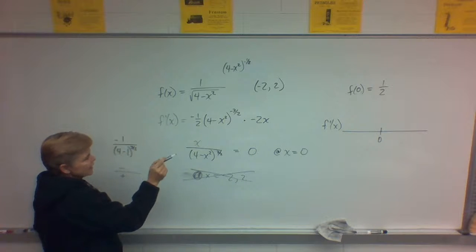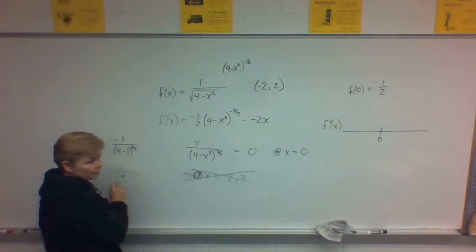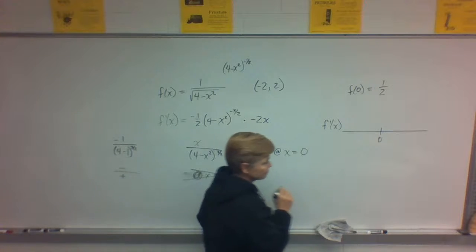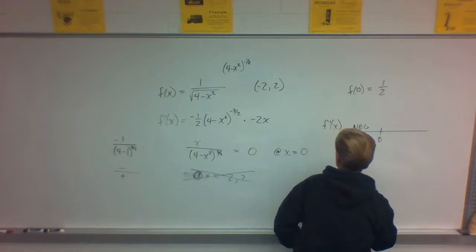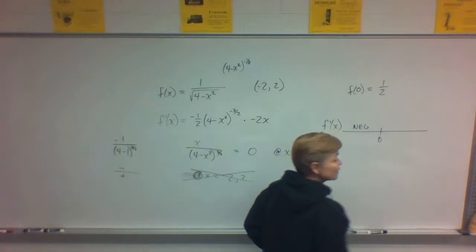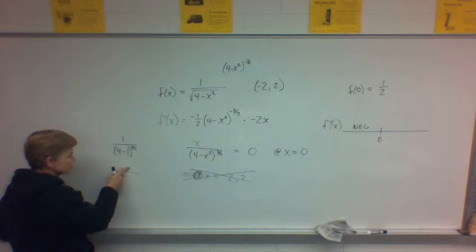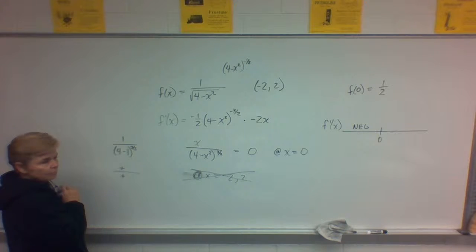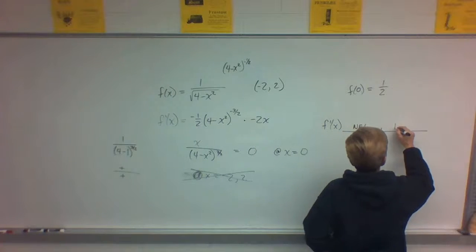When I plug -1 into the derivative, I get a negative number. So our slope is negative. You can just put a minus sign there if you want. Now choose a number in the region on the other side of the critical value, such as 1 or 1.5. That makes it positive. Now remember, we're talking about the derivative.